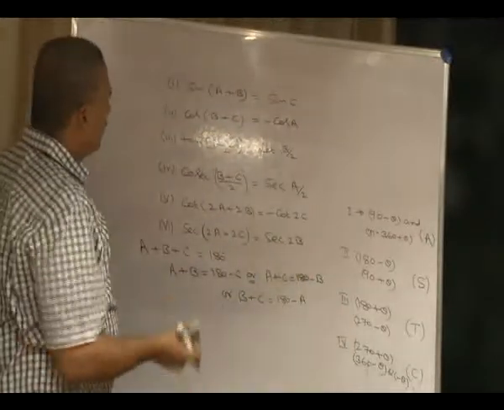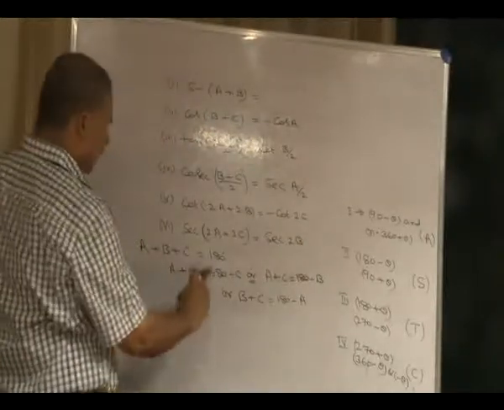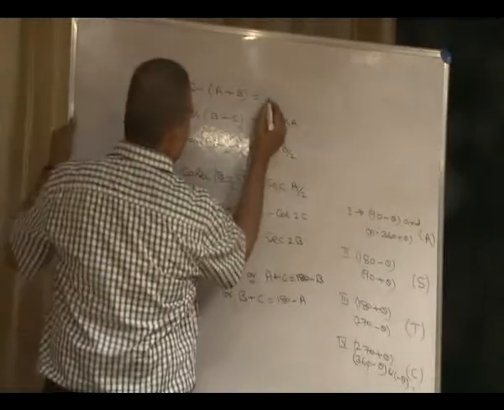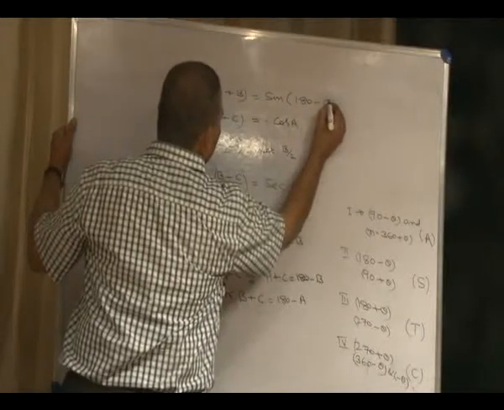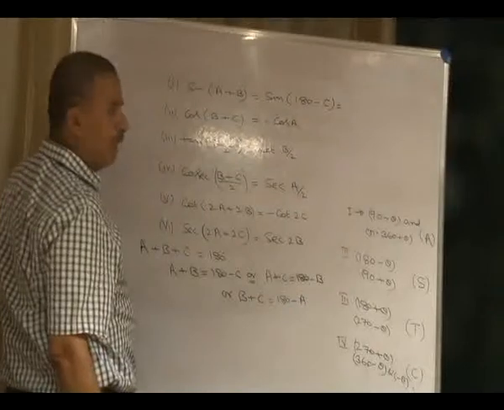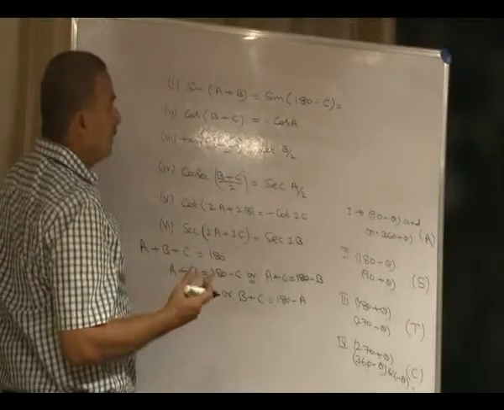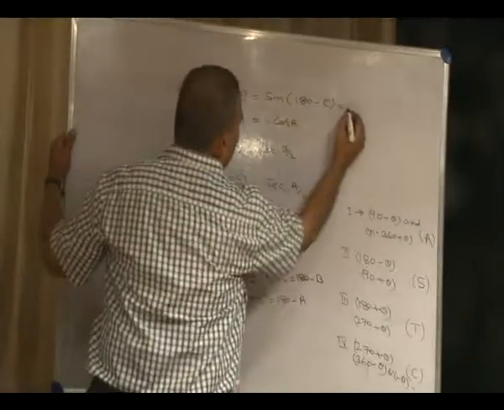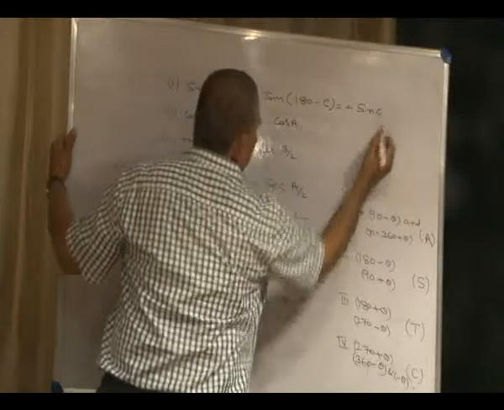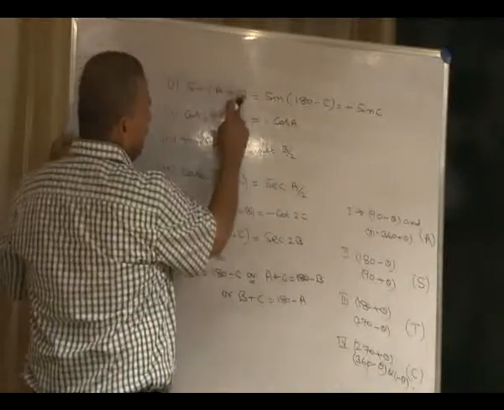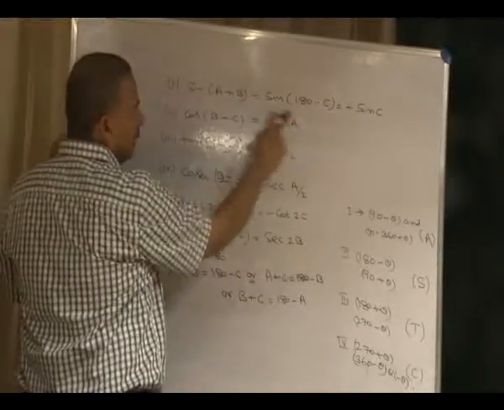In the first problem, sin of (A plus B) is equal to sin C. Here, A plus B is 180 minus C. So sin of (A plus B) equals sin of (180 minus C). Sin of (180 minus C) comes under the second quadrant. In the second quadrant, sin is positive, and in 180 minus theta we carry the same function, that is plus sin C. So in the triangle, sin of (A plus B) is sin C.